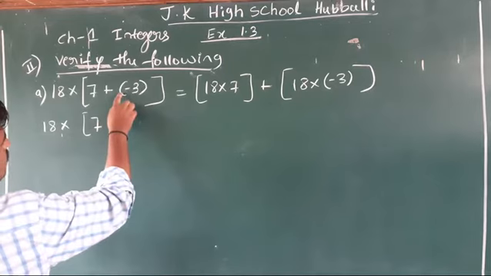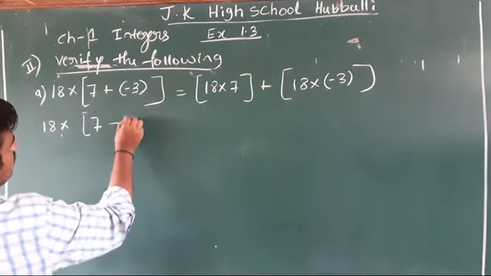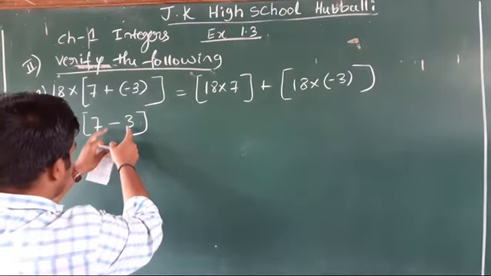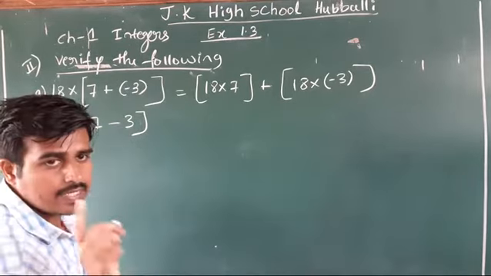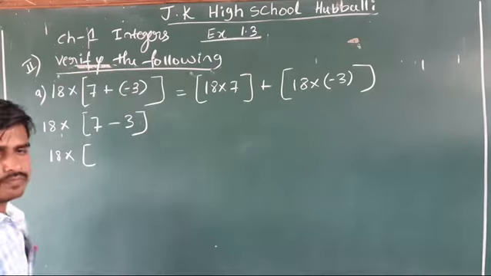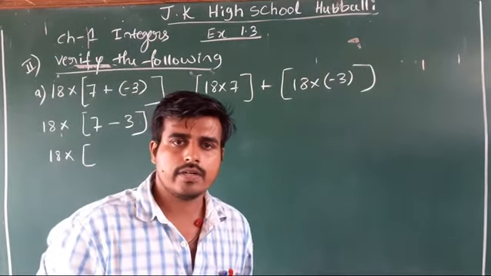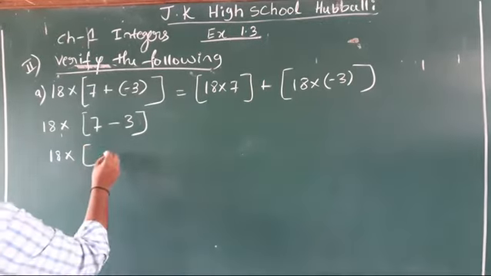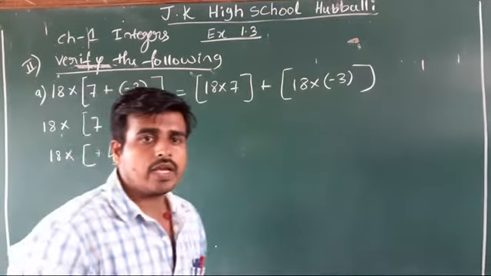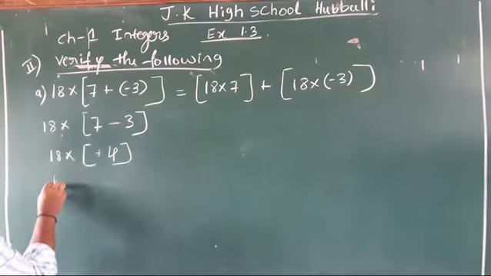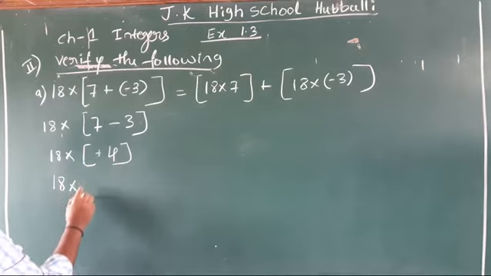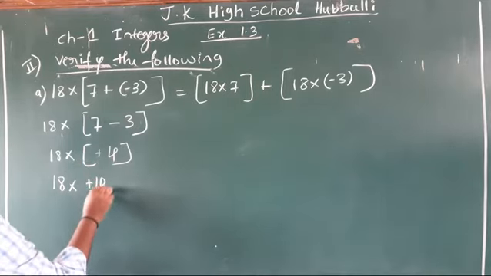7 as it is. To open this bracket, plus into minus is minus, so this 3 will come outside. Now don't open this bracket in the next step. First you solve inside it until you get a single answer. 18 into as it is. Now you solve plus 7 minus 3. Signs are different, so subtraction. 7 minus 3 will give you 4, the greater number's sign, positive. Now you can open the bracket. To open this bracket, outside plus is there. Plus into plus will give you plus, and this 4 will come outside.